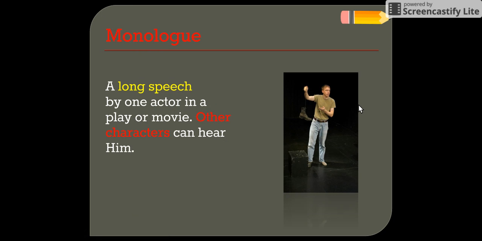Okay? The next one is a monologue. A monologue is a long speech by one actor in a play or movie. Other characters can hear him. So usually a monologue is just when one person's up there talking, and the rest of the crowd and the characters can hear him, but they don't really have a part in it. It's just his or her long speech. Remember to copy this down, please.